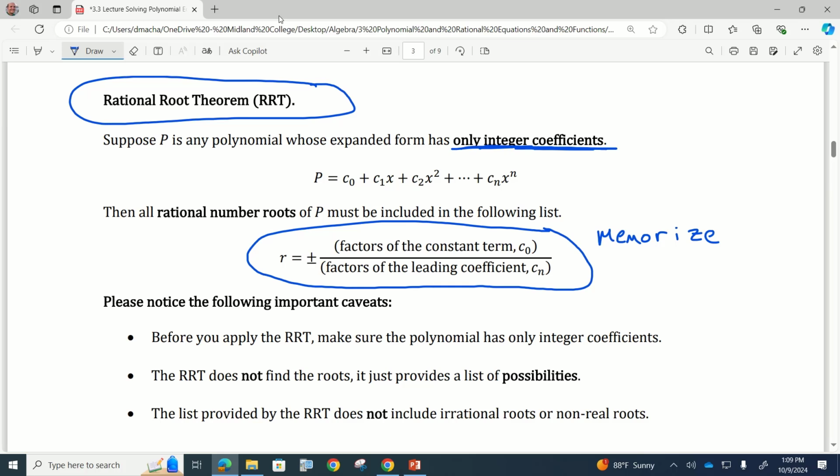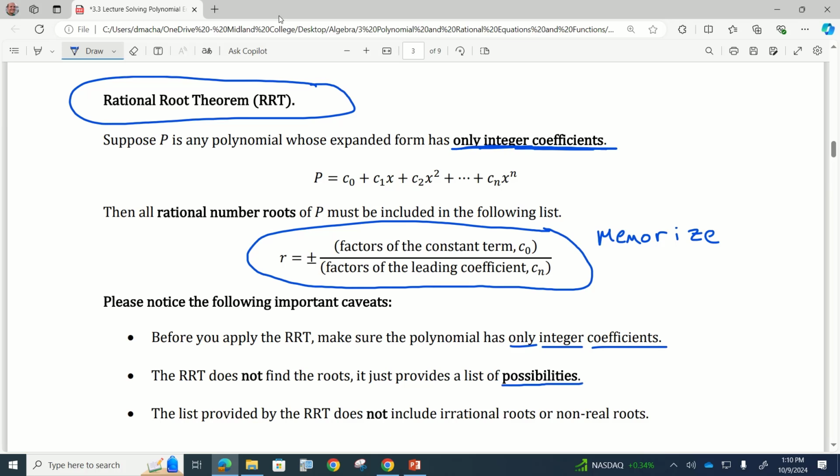But again, there's 3 bullet points down here because there's 3 things I want you to remember about the rational root theorem. Before you try to apply the rational root theorem, make sure that your polynomial has only integer coefficients. Number 2, you should realize this rational root theorem, it's not going to tell you what the roots are. It's only going to give you a list of possibilities. But it's most often the case where you'll have like a degree 3 polynomial, and if it's degree 3, you know that there's only up to 3 distinct roots, right? But you might have a list of like 8 possibilities. So not every one on the list is going to be one of the roots. This is just a list of possibilities.